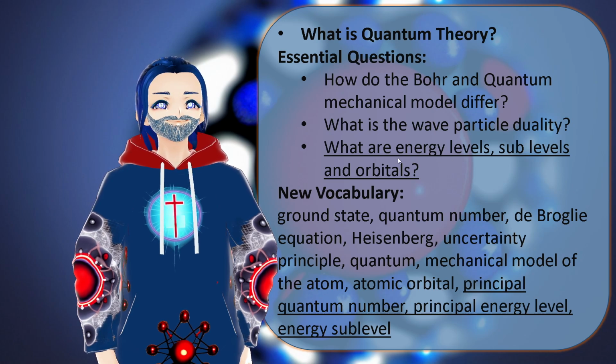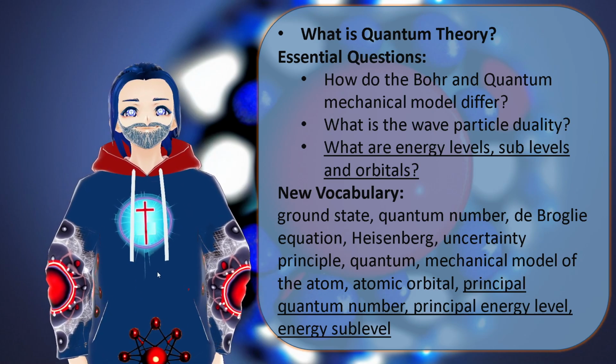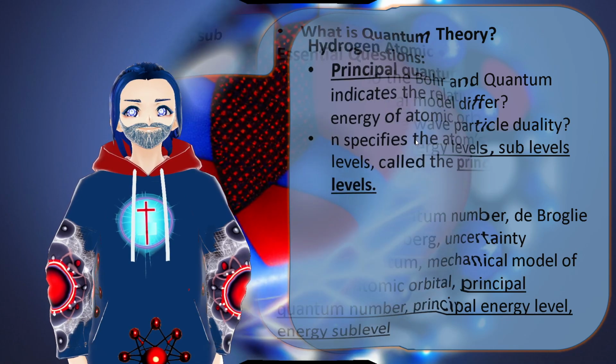The first question, or the last question, sorry. What are energy levels, sublevels, and orbitals? This is a great question. What are all these things that we are dealing with? We need to figure it out. And so the vocabulary for this last section are principal quantum number, principal energy level, and energy sublevel. Sounds good. Let's go.